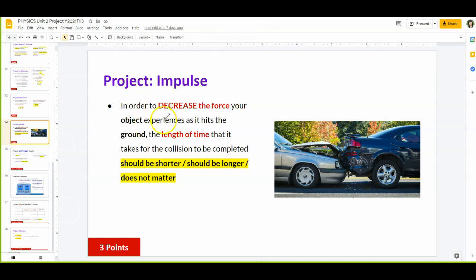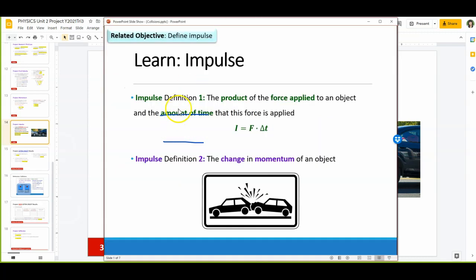The question here says, in order to decrease the force your object experiences as it hits the ground, the length of time that it takes for the collision to be completed should be shorter, longer, or does not matter. Let's go ahead and talk a little bit about impulse.